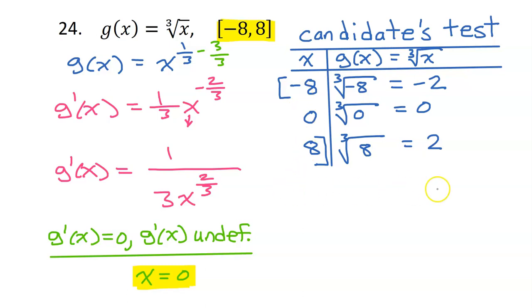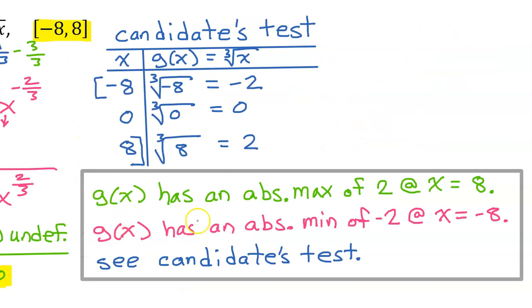We just need to write that down officially. Here's how you should write your final answer on the AP exam. Because we labeled the candidates test with the words candidates test, we can refer back to that as our justification. See candidates test.